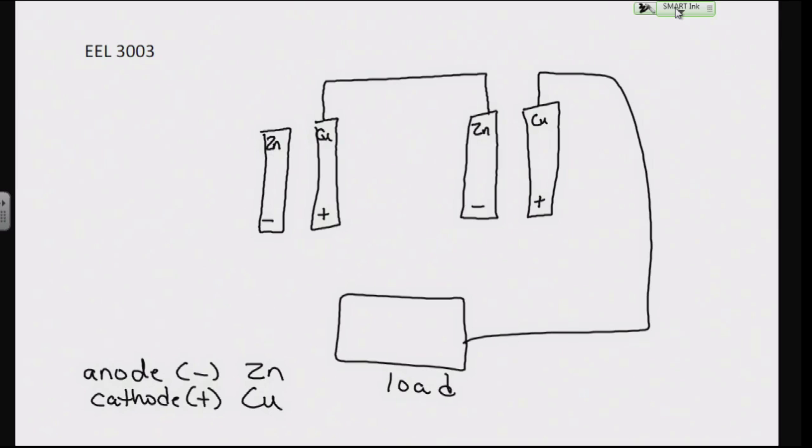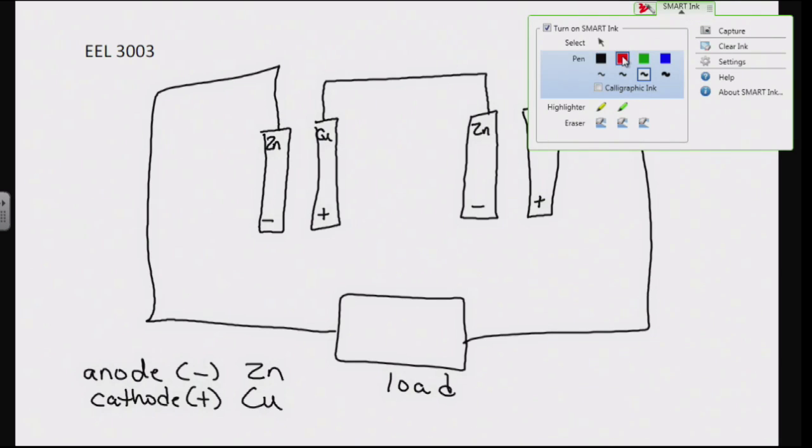And then to connect them in series, we're going to do the positive one to the negative of the other, and connect this back. Now, I'm going to switch colors for clarity here.